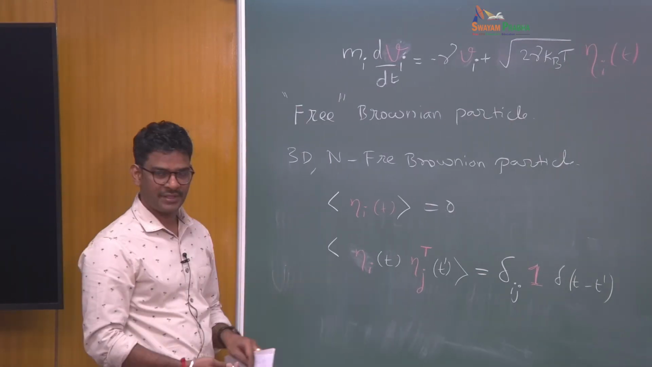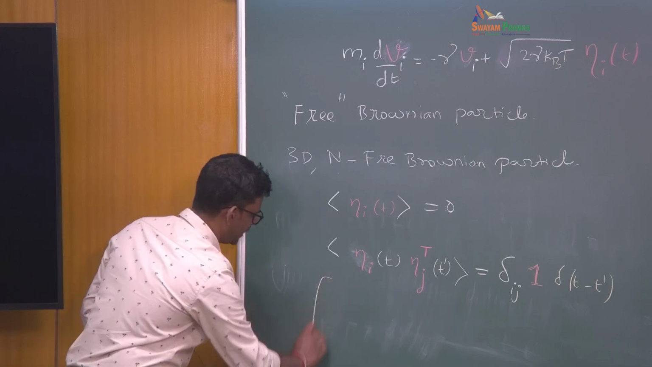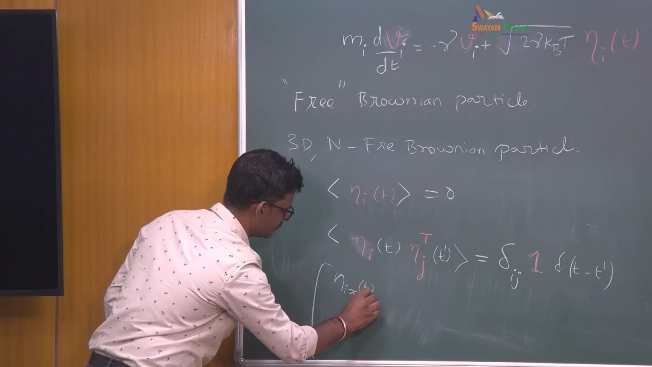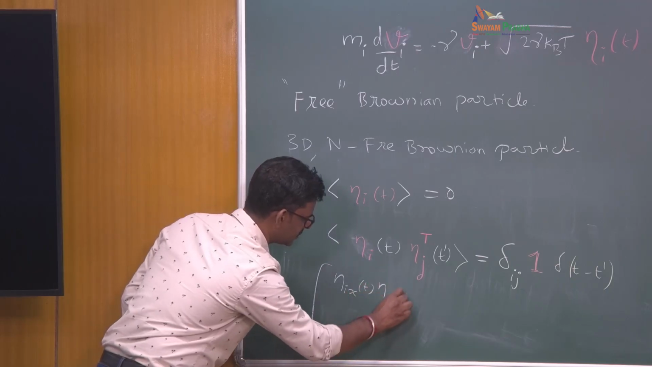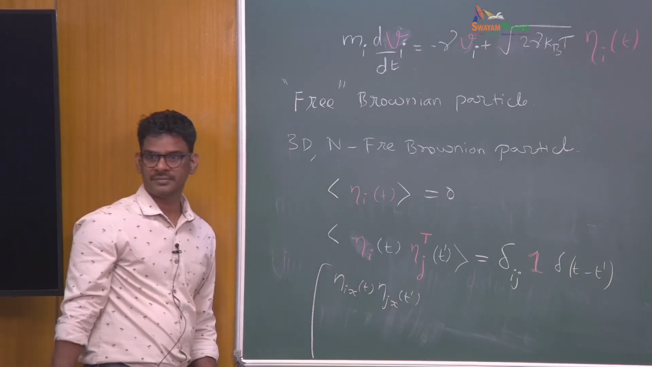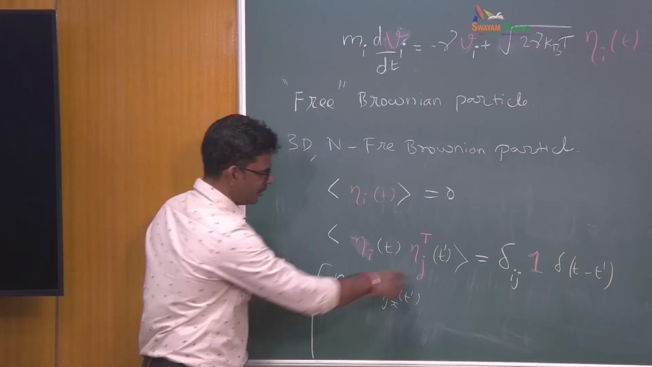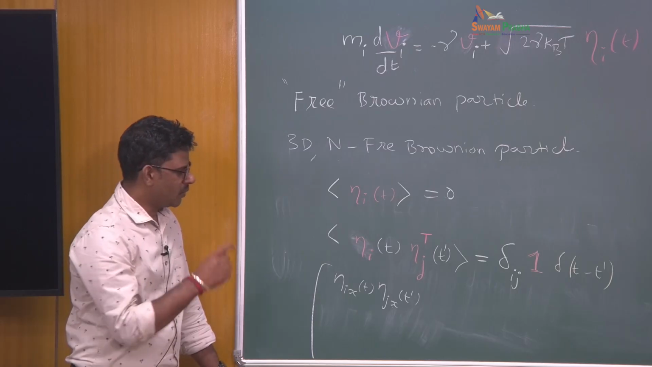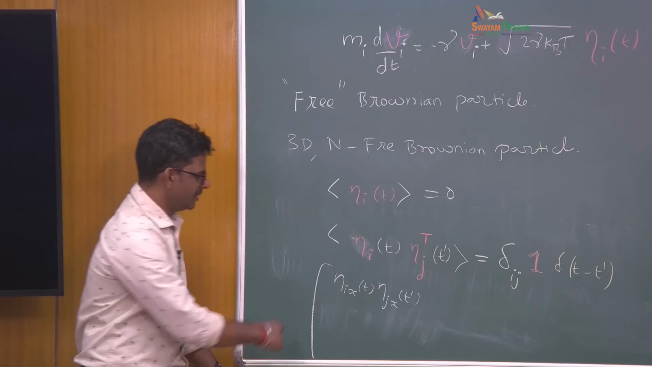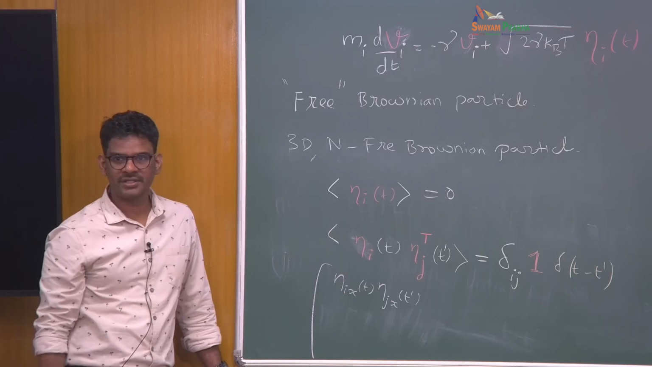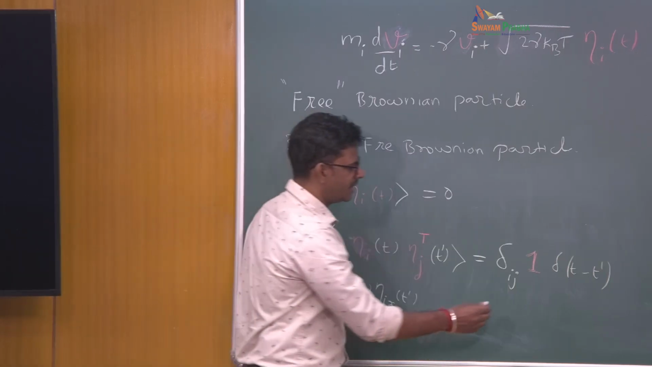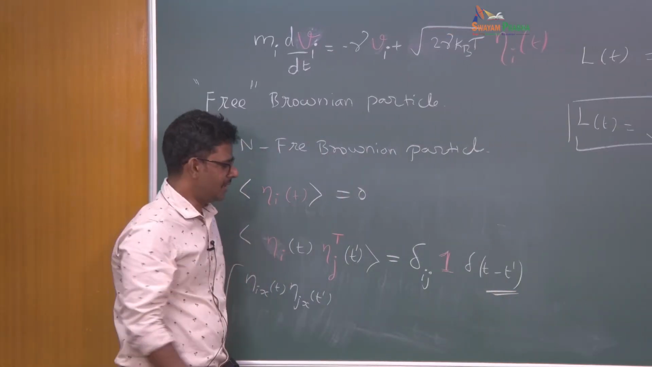If I have to expand this, you would see you would have gamma ix at t and gamma jx at t prime, and then you will have similarly 9 such components. Now what we are saying is that of all these 9 components, the only terms that would survive are those where the times are equal and i and j are equal.